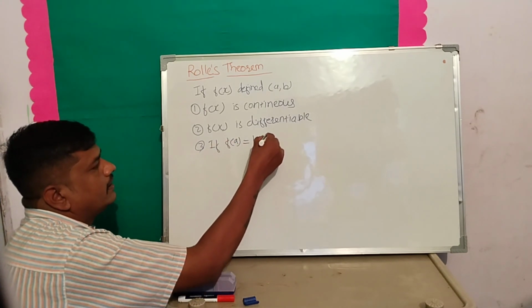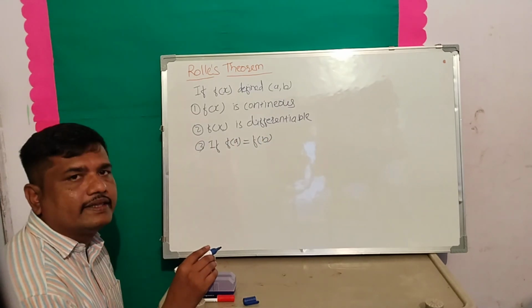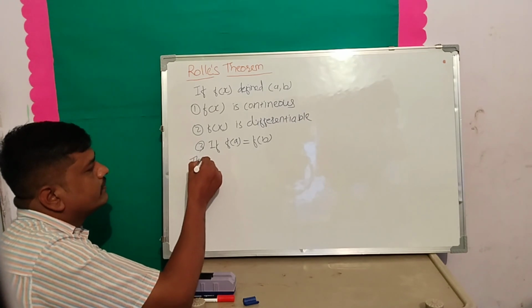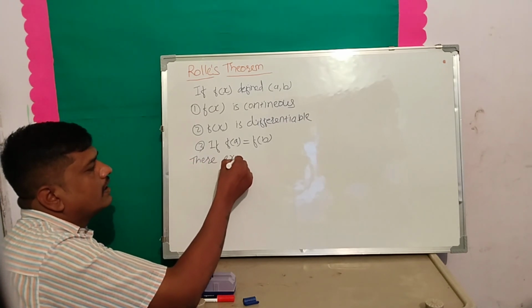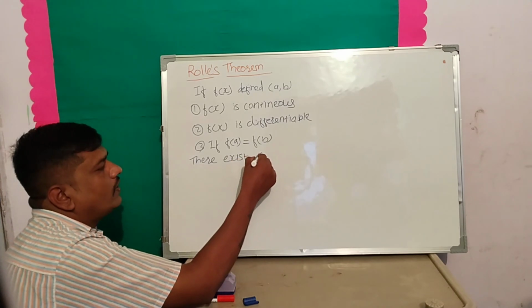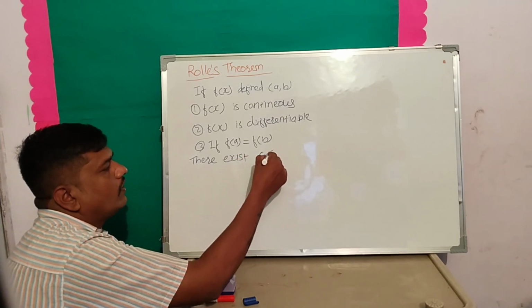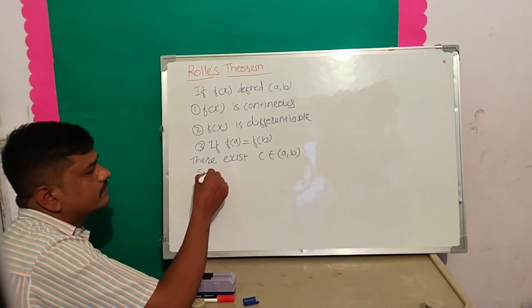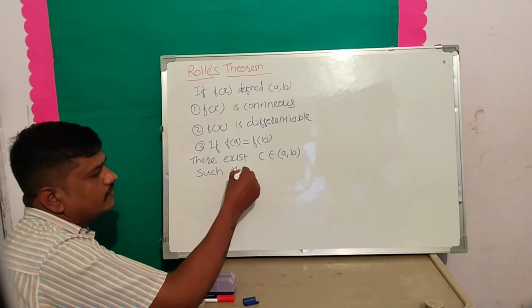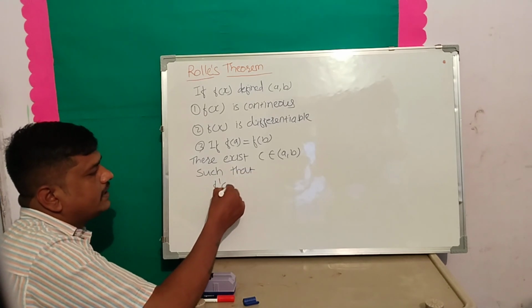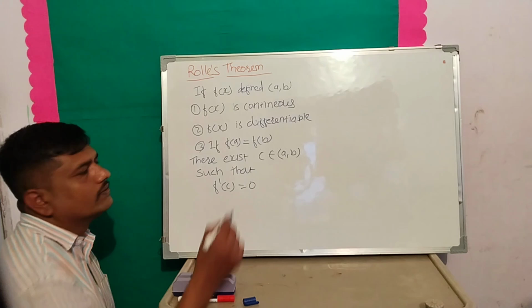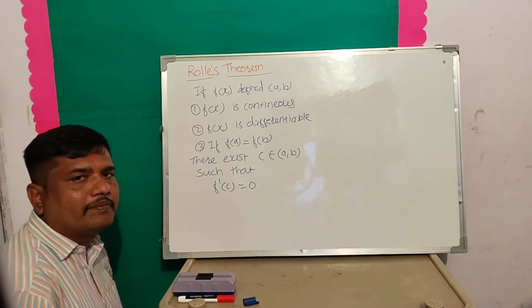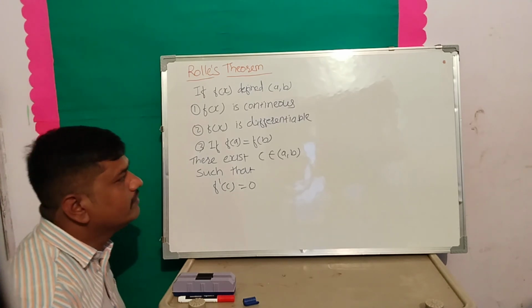of b. If these conditions are satisfied, then as per this Rolle's theorem, there exists a point C which belongs to a comma b, such that f dash of C is equal to 0. So this is the Rolle's theorem. Now let us see a small example of this Rolle's mean value theorem.